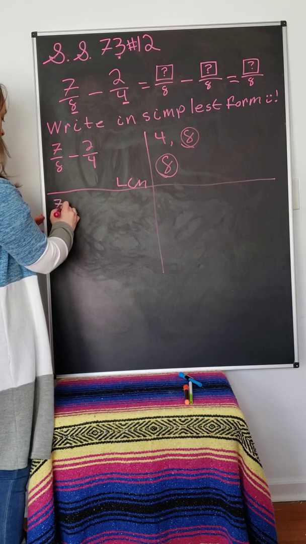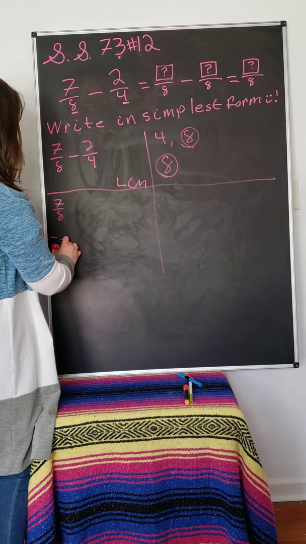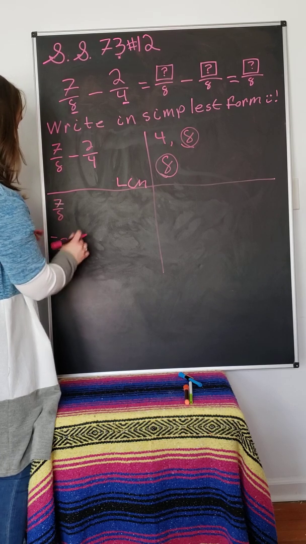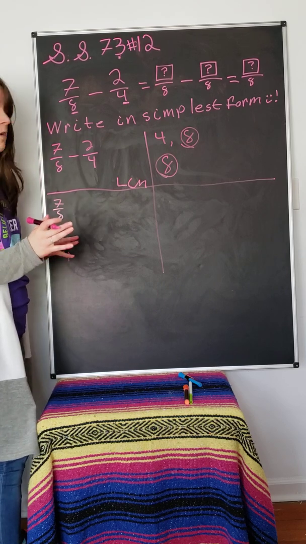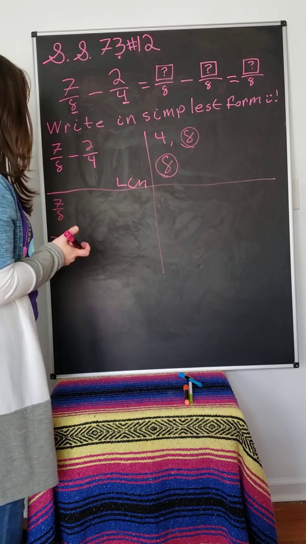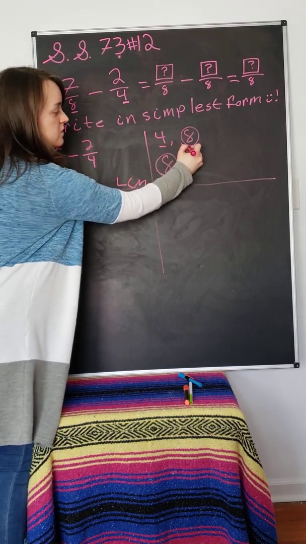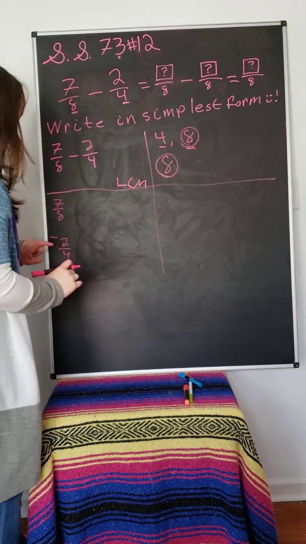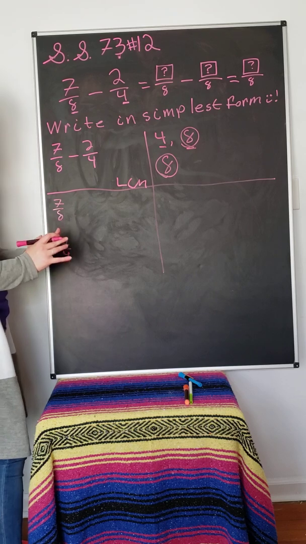So we have 7/8 minus 2/4. I need to make this 4 into an 8 because that's the least common multiple these numbers have in common. Right here, with 4, I'm going to count 1, 2 places. So I know that when I multiply this 4 by 2, I'm going to get an 8.